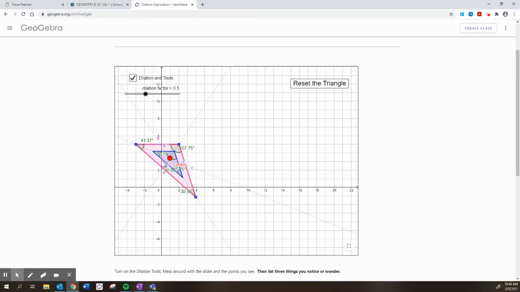But when you dilate a shape, you create a similar shape. It's a different size, but it's the same shape. We even did negative dilation factors. But notice that the angles are always the same. And so the next thing I did was I said, reset it, set your dilation factor to 2, and now find the lengths of the new sides, A prime, B prime, and C prime.